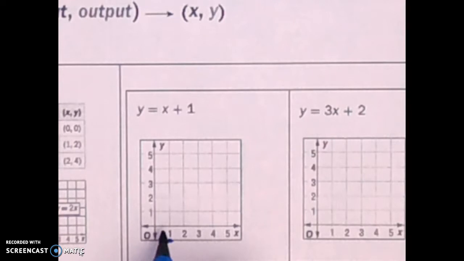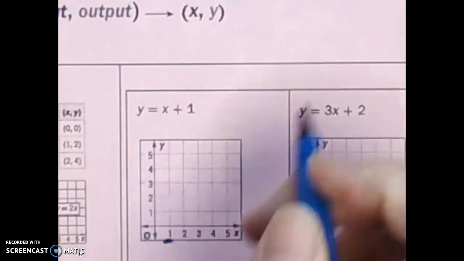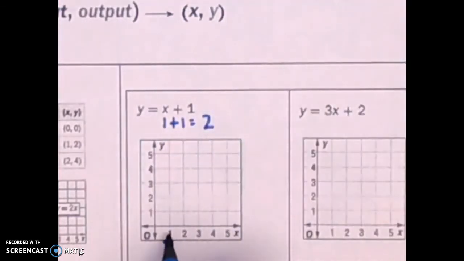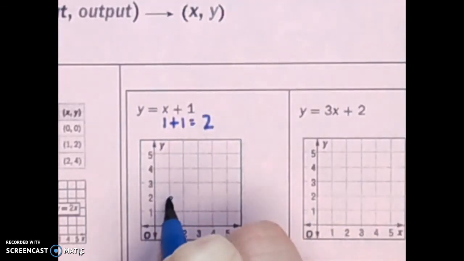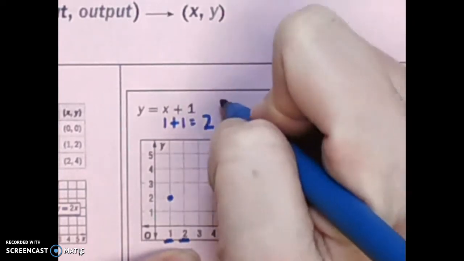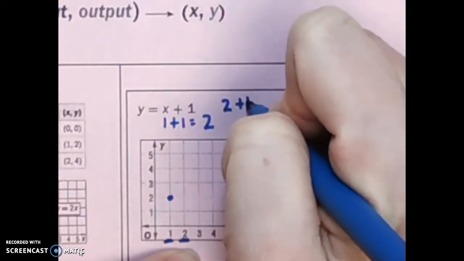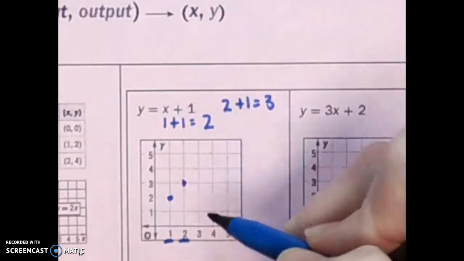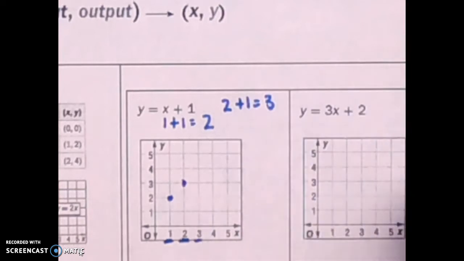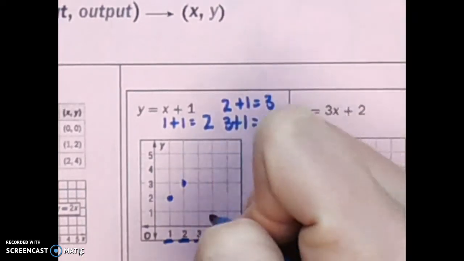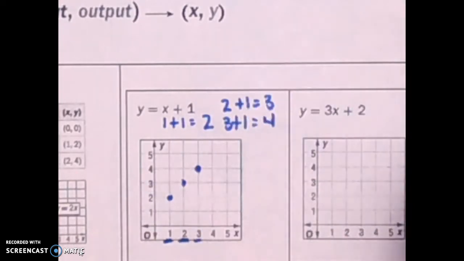And this is on the x line, so I'm going to plug that 1 in for x up here. So I have 1 plus 1 equals 2. So at the 1, I'm going to put my dot at the 2. Then I'm going to come next and I have a 2 down here. So I'm going to do 2 plus 1 equals 3. So at the 2, I'm going to plot 3. Then I'm going to plug the 3 in. 3 plus 1 equals 4. So at the 3, I'm going to mark a 4.